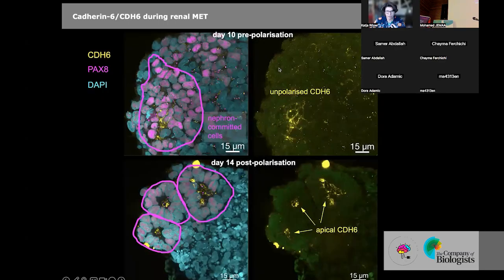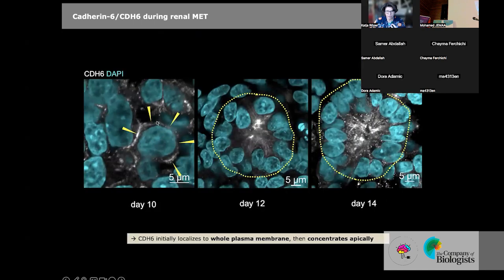And if we zoom in to the organoids, at day 10, in the induced PAX8-positive cells, CDH6 is expressed but not polarized, but only a few days later it is beautifully localized to these forming apical domains in renal vesicles and early tubes. And if we zoom in even more, early on CDH6 is in the plasma membrane but unpolarized, and then becomes restricted to the forming center of a tube in the apical domain.